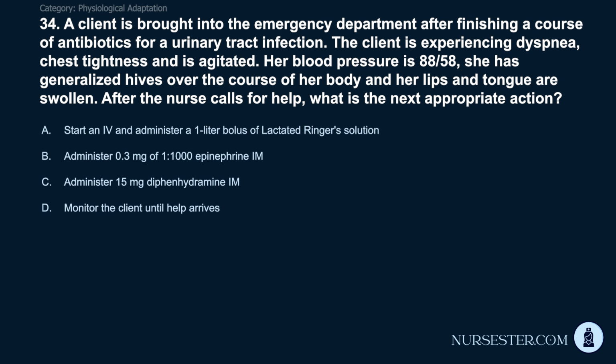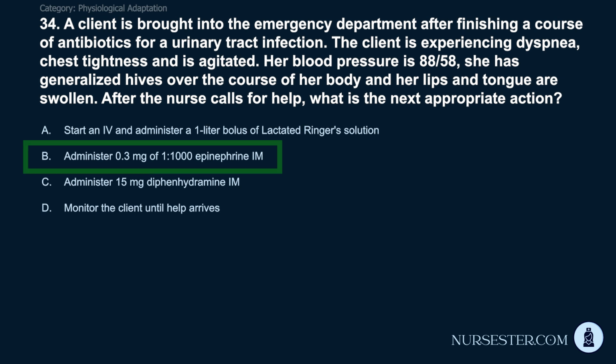34. A client is brought into the emergency department after finishing a course of antibiotics for a urinary tract infection. The client is experiencing dyspnea, chest tightness, and is agitated. Her blood pressure is 88/58. She has generalized hives over her body and her lips and tongue are swollen. After the nurse calls for help, what is the next appropriate action? A. Start an IV and administer a 1-liter bolus of lactated Ringer's solution. B. Administer 0.3 mg of 1:1000 epinephrine IM. C. Administer 15 mg diphenhydramine IM. D. Monitor the client until help arrives.